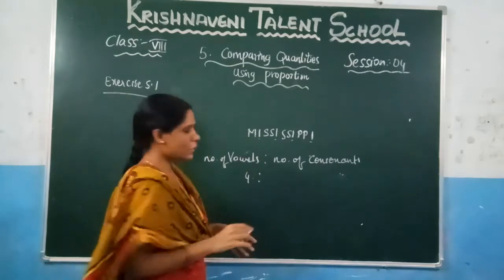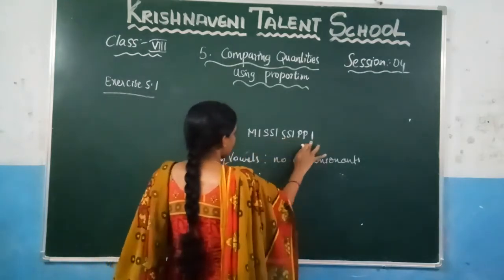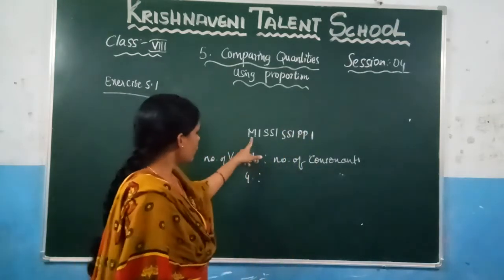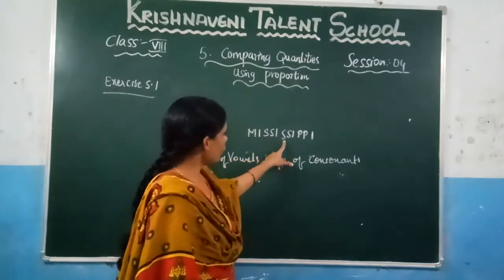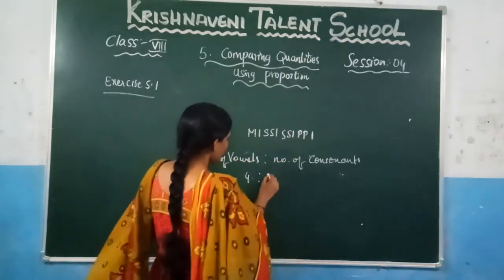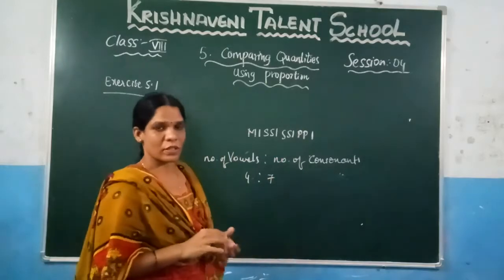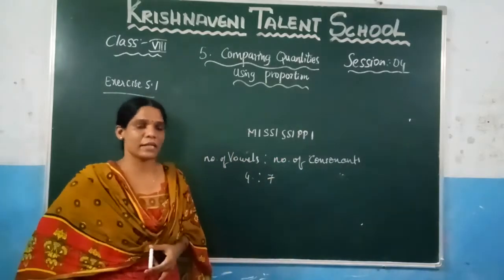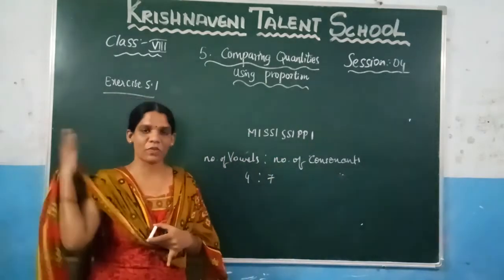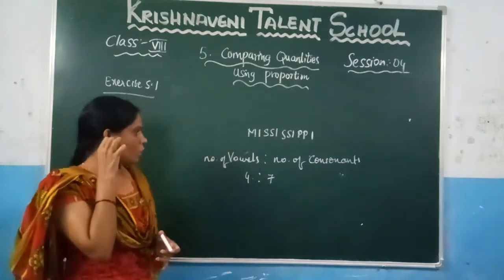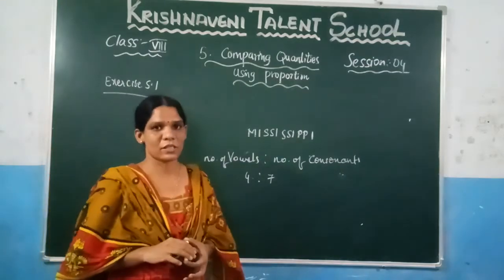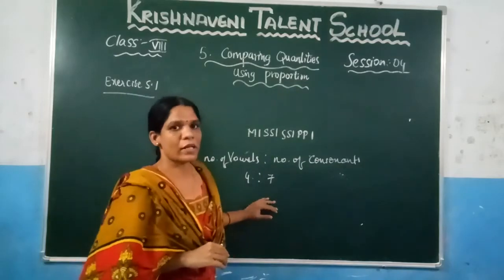Now let us see the consonants. How many consonants are there? Let us check it here: 1, 2, 3, 4, 5, 6, 7. So you are getting 4:7. What is the question they have given here? They have given the word Mississippi and asked to find the ratio of the number of vowels to the number of consonants. Now this is what happens when repetition occurs.